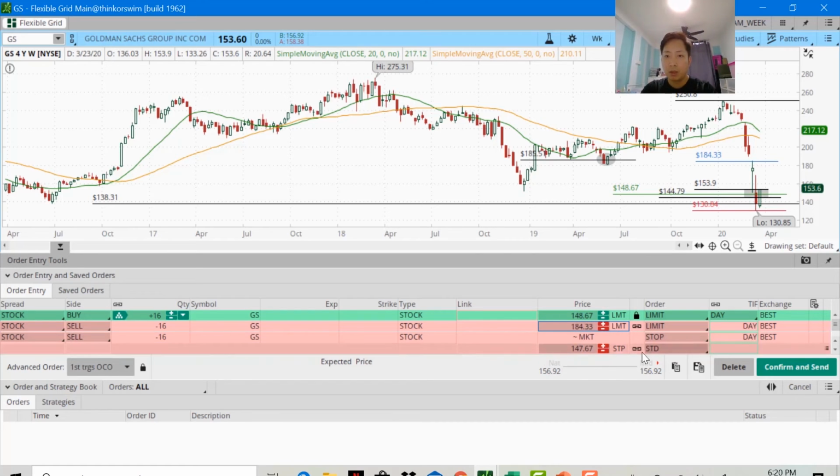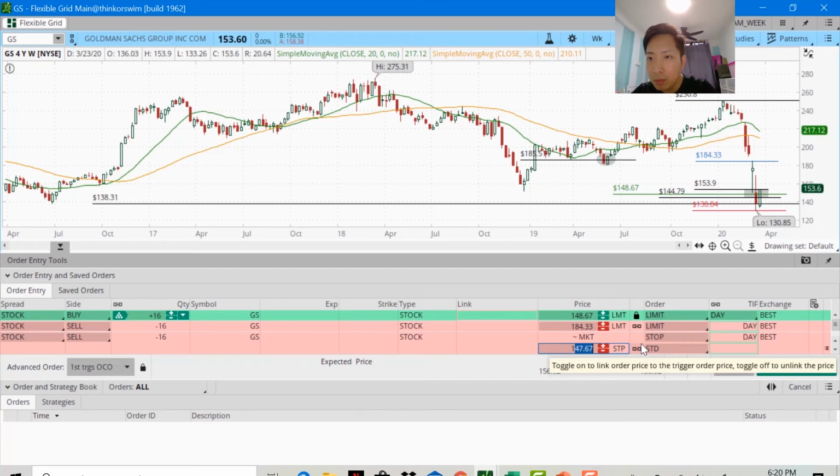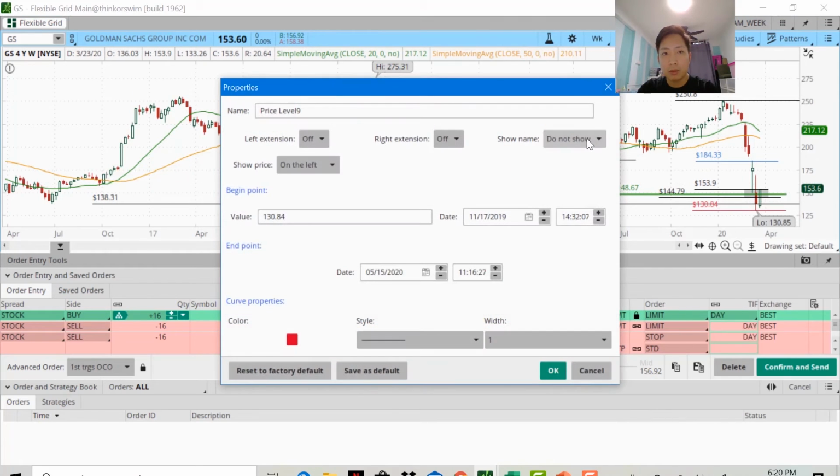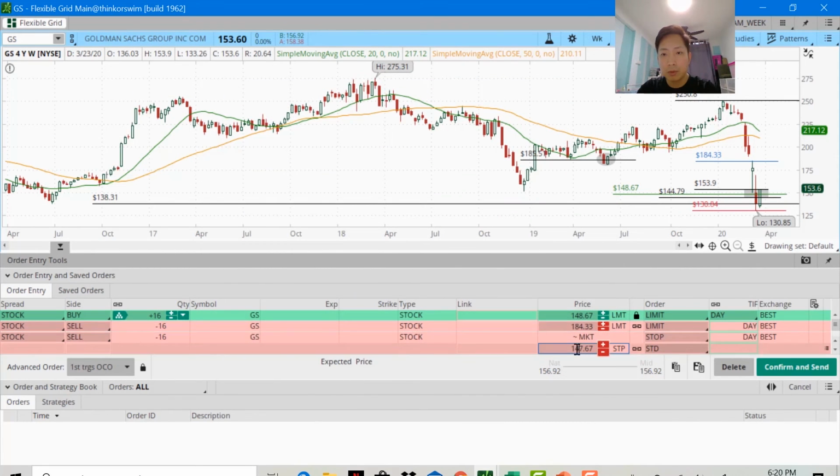184.33. Stop loss at 181.3. Sorry, just let me take a look. This is 0.84, right? And all our orders are GTC. Understand? So once you are confident, the first order is a buy limit order. Target order will be the second one. The third one will be your stop loss order.